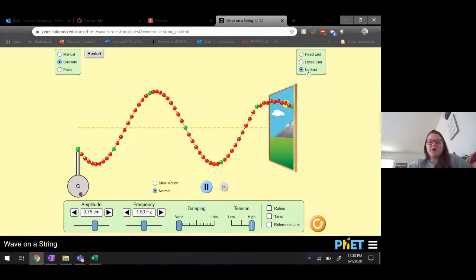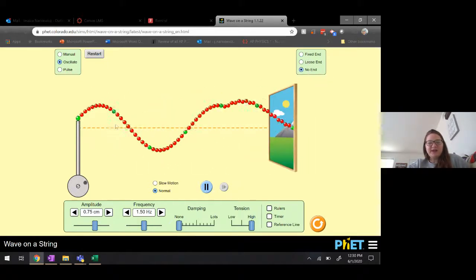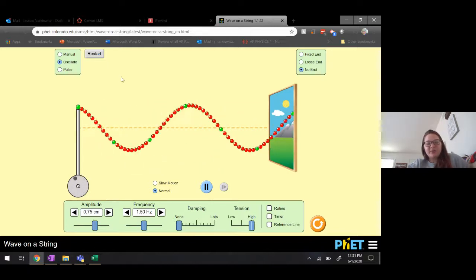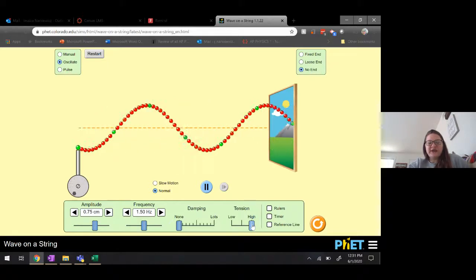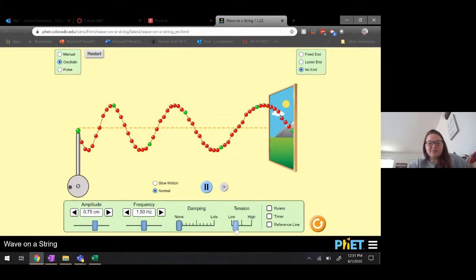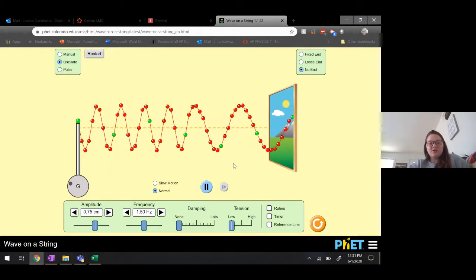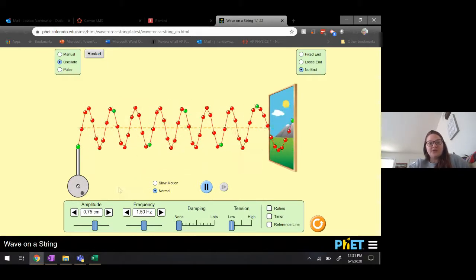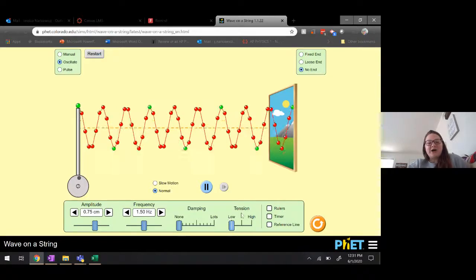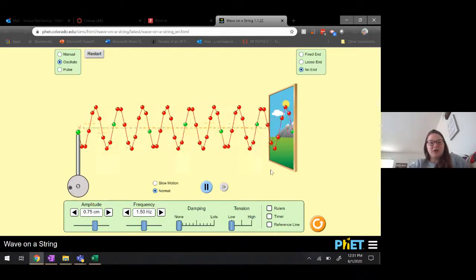So if I do no end, there, that kind of gets rid of it and I get a nice wave. So again, you can see here that the particles are just traveling up and down, right? Now, if I change the tension, again, we're going to talk about this a little bit, it looks like the particles kind of slow down a little bit. Now my wavelength's changing a little bit. So we'll talk about how the tension is related to the speed of the wave.